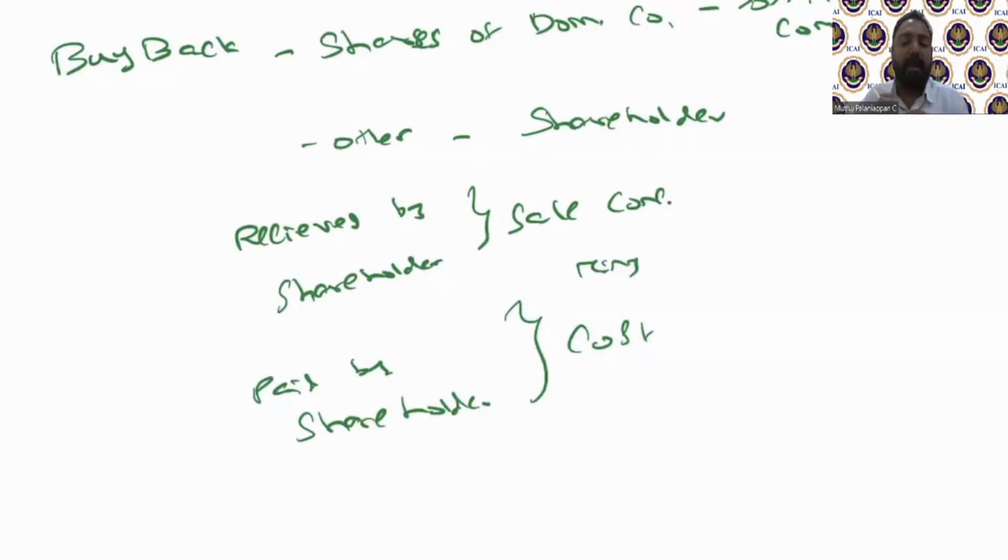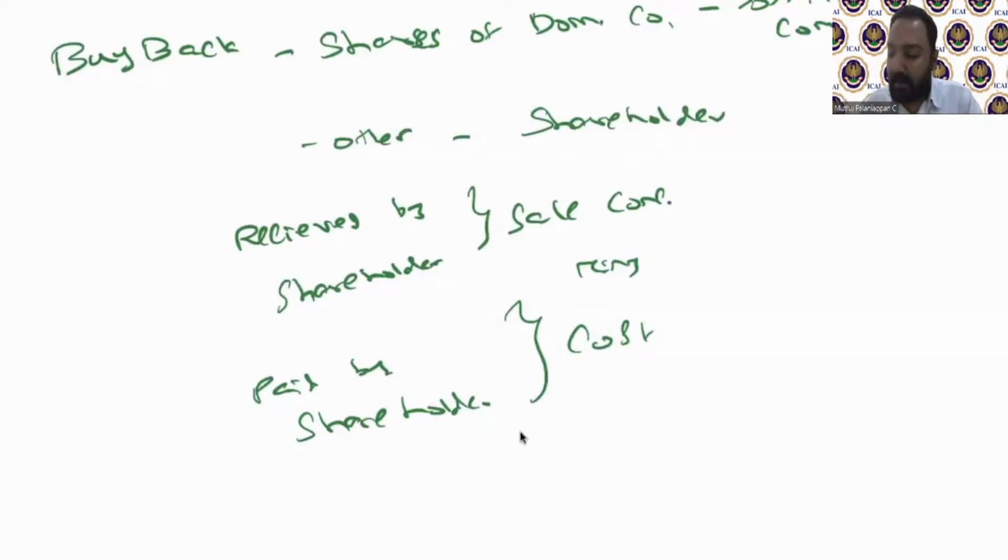So when do buybacks generally happen? If you want a brief on buyback of shares, it is typically when a company at some point in time wants to reduce the number of shares. Currently they have 10,000 shares. They want to reduce it by, let's say, 1,000 shares. That 1,000 shares will be purchased from various shareholders. So this is generally called a buyback.